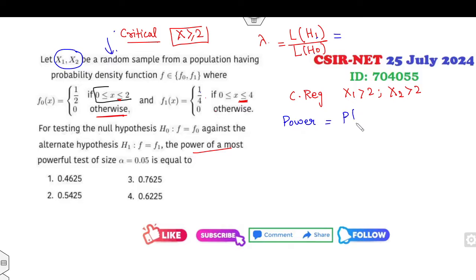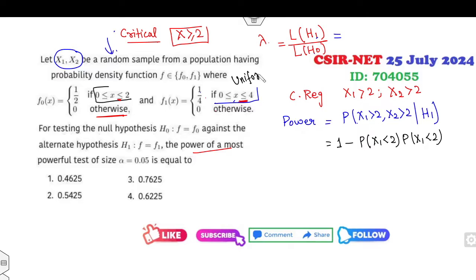So what is the power? Power is the probability of the critical region, x1 and x2 greater than 2, provided H1 is true. So you have to find the probability of this under the case of H1. I can write this as 1 minus, because they are independent, the probability of x1 less than 2. Which distribution is there? That is my uniform distribution. What is the probability of x1 less than 2?